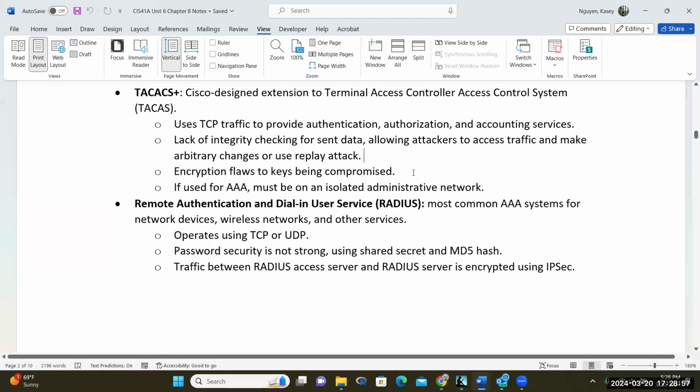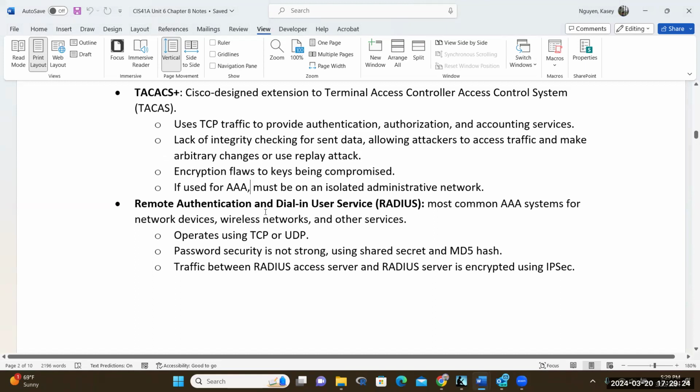So the keys can be compromised. Not all encryptions are great encryptions. It really comes down to how the keys are exchanged, how the keys are shared or sent. If the encryption keys are not being properly communicated or saved, they could be compromised.